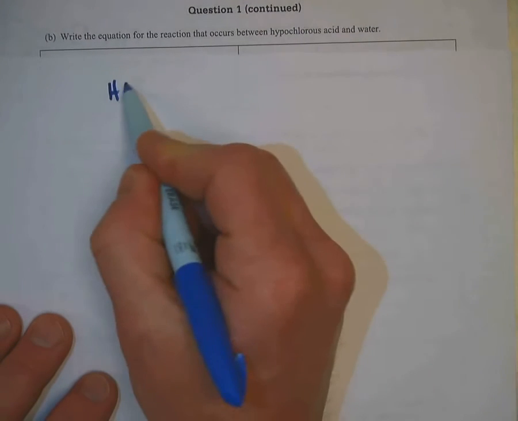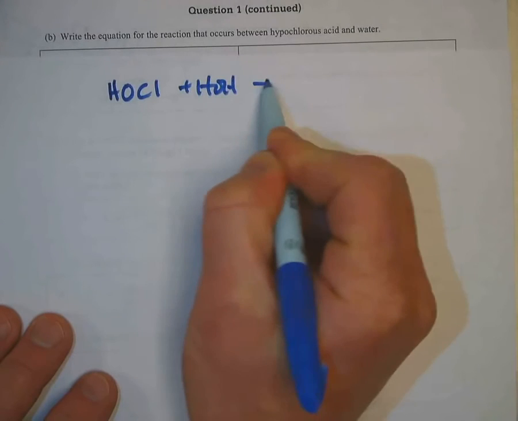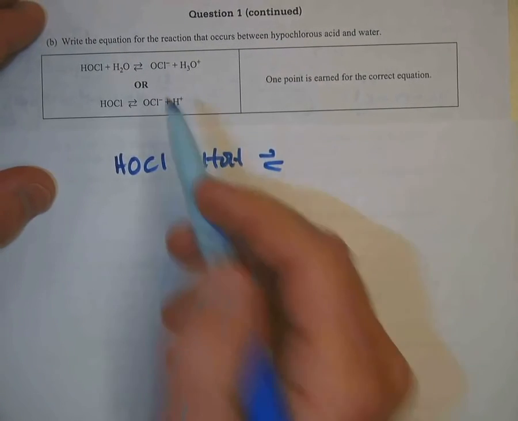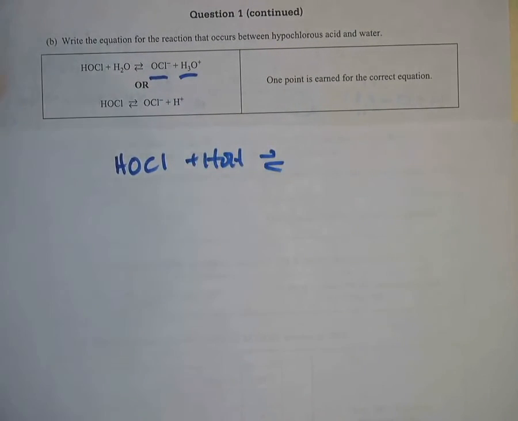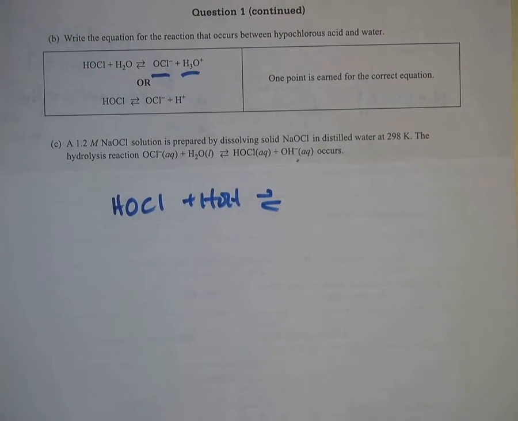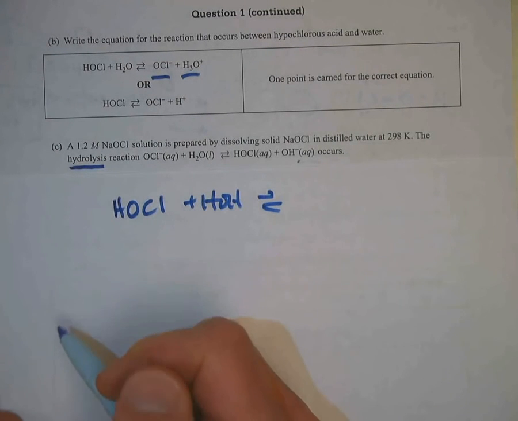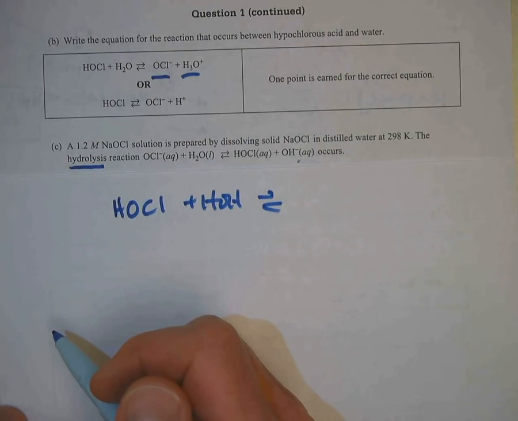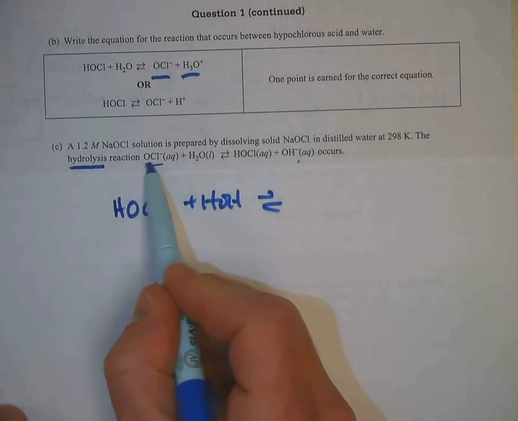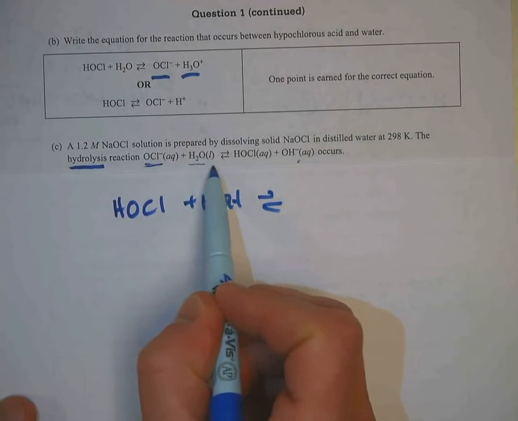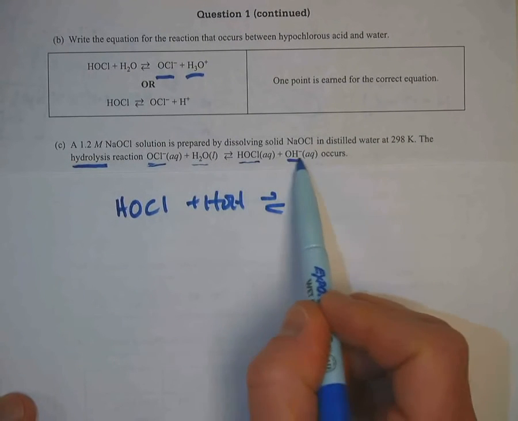Backside. Write an equation for the reaction that occurs between hypochlorous acid and water. I told you this is the toughest part for some people. So HOCl and HOH, we drew this on the front side already. You should get OCl minus plus H3O plus. A 1.2 molar NaOCl solution is prepared. The hydrolysis reaction occurs. A hydrolysis reaction is when the anion reacts with water. So we've got the OCl minus, and it hydrolyzes. In other words, it reacts with water to form HOCl and OH minus.